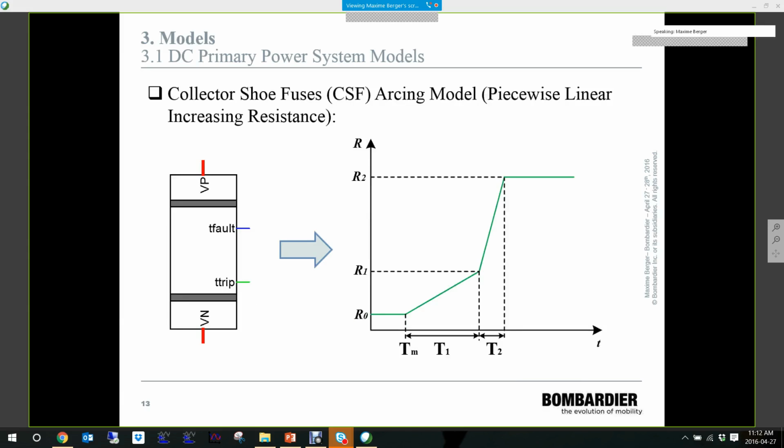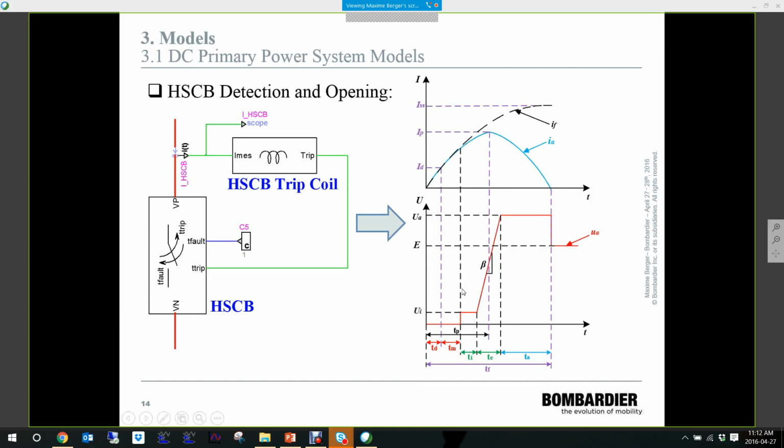The opening phase of the fuse is modeled using a piecewise linear increasing resistance starting at time Tm, when it receives the trip or melting signal coming from the detection block. So it's pretty simple here. Regarding the HSCB detection and opening model, like I said earlier, the high-speed circuit breaker is modeled in two blocks. We have the detection block, which is the HSCB trip coil, and we have the HSCB arc function defined by HSCB manufacturers.